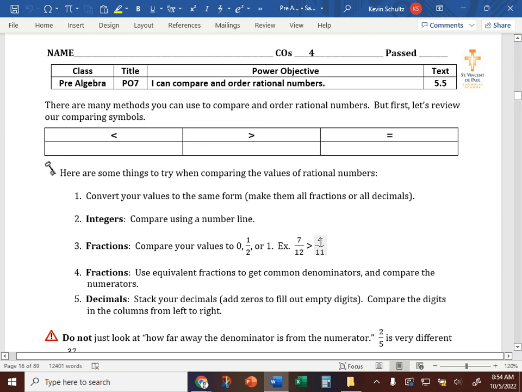And good day, pre-algebra. We are starting Unit 2 with a new objective and a new battery in my mic. I think I was getting some bad reception the last couple lessons here.